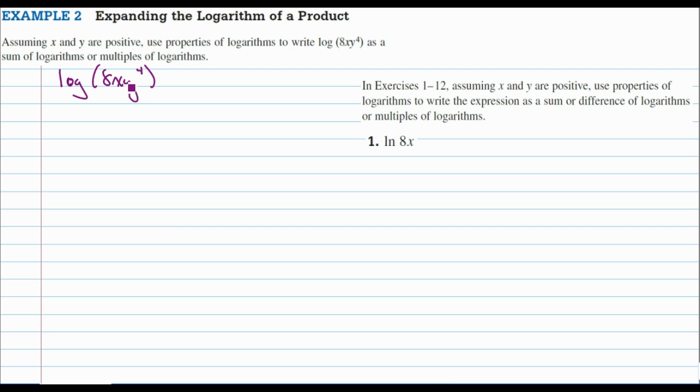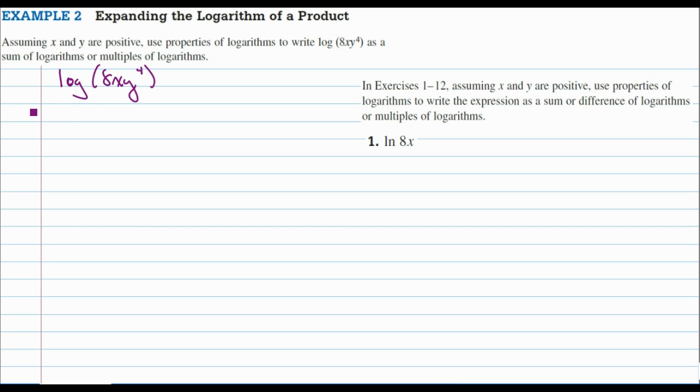I separate the addition into the sum of several logs, or multiples of logarithms. So we would be able to bring this 4 down as a multiplier in front of the log. Now I can't bring down the 4 yet. If I bring the 4 down now, that 4 would apply to every single thing in the parentheses, but it really only applies to the y. So I have to separate the 8, the x, and the y first before I take the 4 as an exponent and move it as a coefficient of the log.